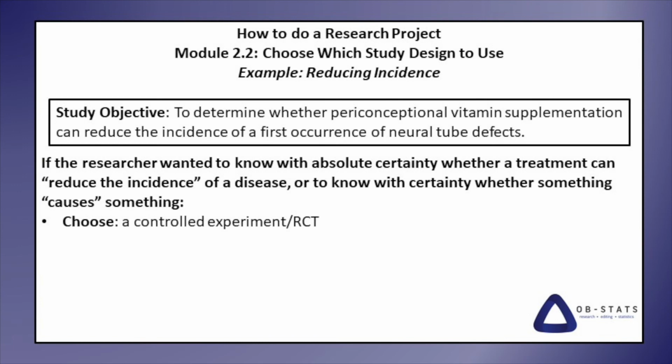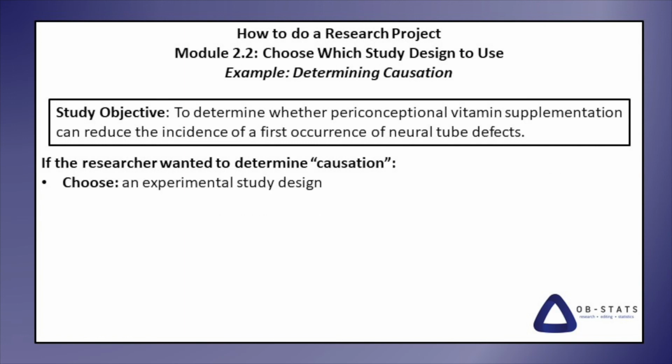Next, for the same study objective as in the previous example, if the researcher wanted to know with absolute certainty whether a treatment can reduce the incidence of a disease, or to know with certainty whether something causes something, the researcher would choose a controlled experiment, or RCT. Next, for the same study objective as in the previous example, if the researcher wanted to determine causation, the researcher would choose an experimental study design.